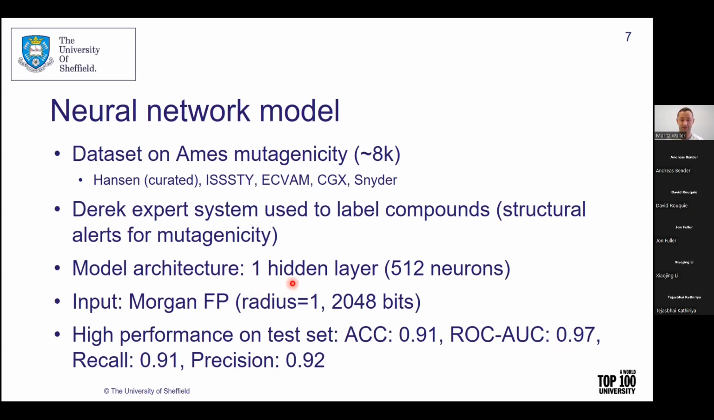Initially we want to start with a fairly simple model with just one hidden layer, as a proof of concept to see if our method works for this still fairly simple model. As input, we use Morgan fingerprints. As you can see, the model performs fairly well on a test set, which shows us that it's not too challenging to predict these rules implemented in Derek. So we have a high accuracy here.